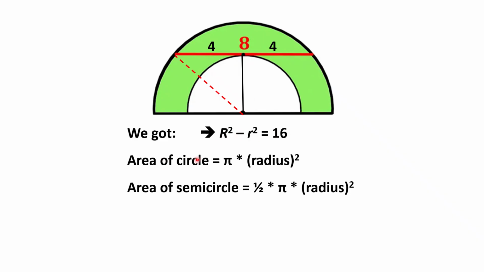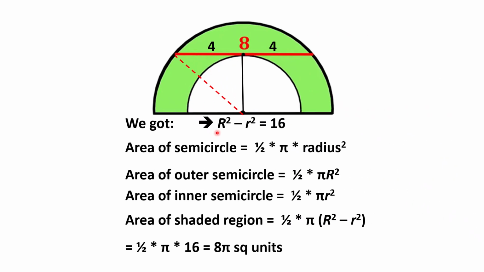Now the area of a full circle, not semicircle, is given by pi into radius square. So the area of a semicircle would be half of that, half pi into radius square. So the area of any semicircle is half pi into radius square, and we have capital R square minus small r square equal to 16.